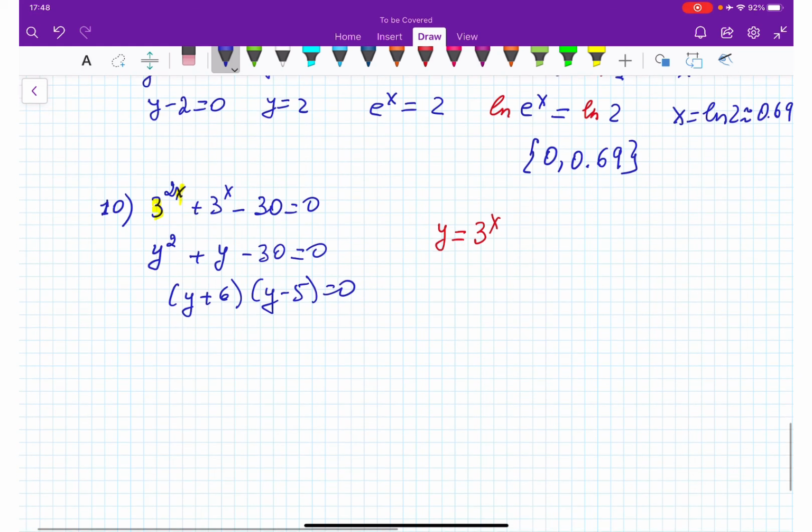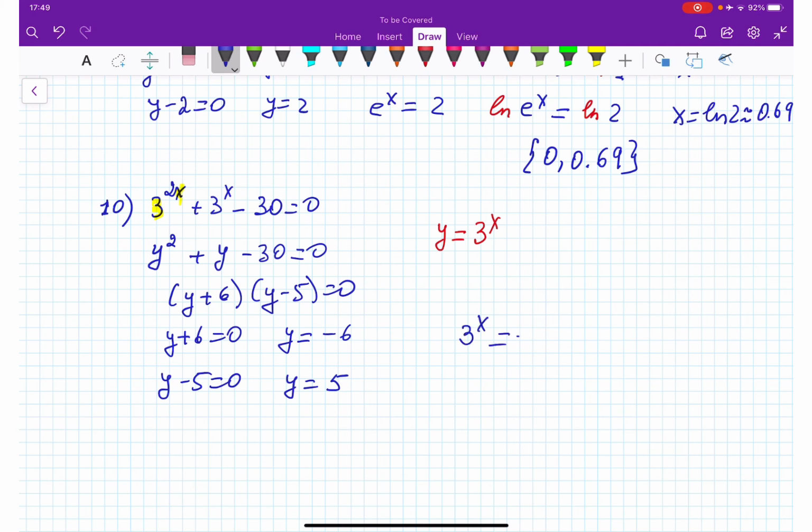I'll remember to place the reference to the video, and I think it's in my intermediate algebra playlist. So from here, y plus 6 is equal to 0, and y is equal to negative 6. y minus 5 is equal to 0, or y is equal to positive 5. And then we are going to take the value that we have. So 3 to power x is equal to negative 6, and 3 to power x is equal to 5. Right? We bring back our y.